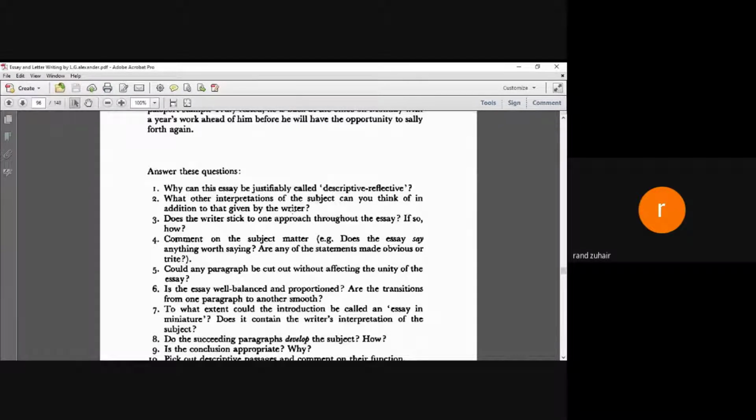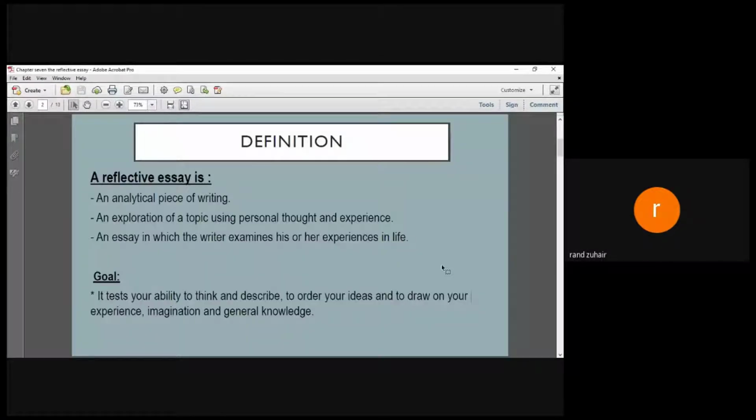Number 3, does the writer stick to one approach throughout the essay? هل هو اتبع one approach, one idea? Okay, if so, how? Comment on the subject matter. Does the essay say anything worth saying? Comment on subject matter. Subject matter يعني match to the subject. Try to avoid irrelevant sentences, try to avoid vague things, try to avoid irrelevant ideas, etc. Okay.